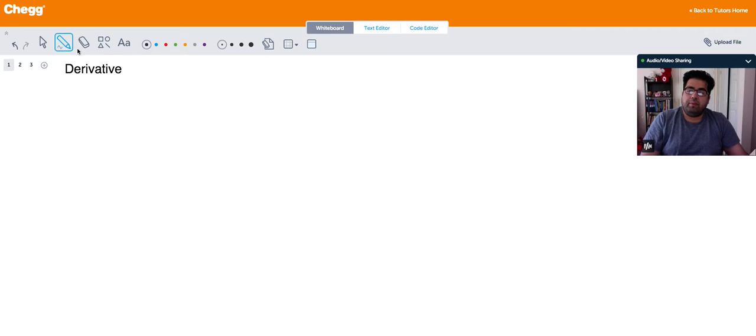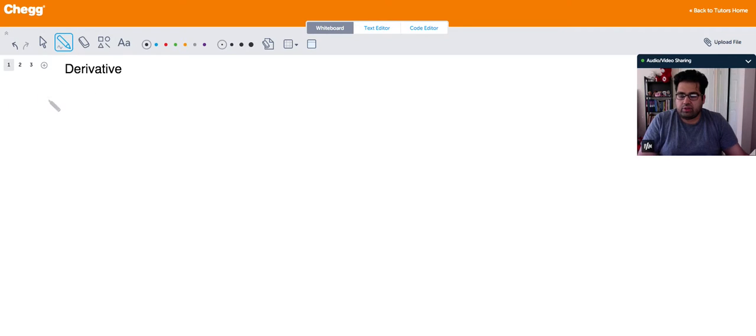Before going to the formula, the derivative basically represents the rate of change of the function with respect to the variable, and graphically it represents the slope of the tangent line to the graph at a specific point. So that's the concept behind the derivative.